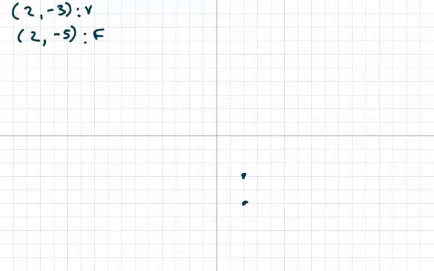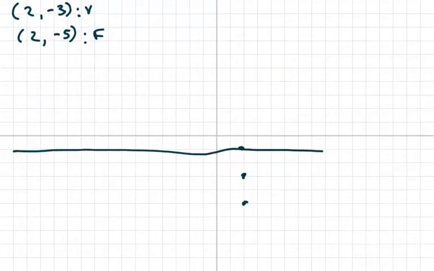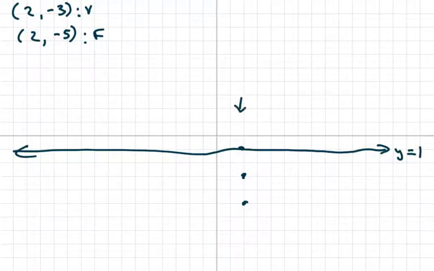That means our directrix is going to be up 2, which is here. Remember, the vertex is always the midpoint between the focus and the directrix. So this is the line y equals 1. And all these points lie on this line, which is what I was talking about before, x equals 2, because these two numbers are the same.